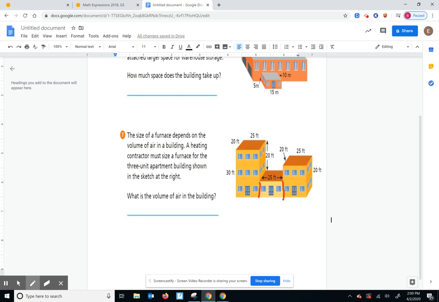So not only are we going to find one volume of a rectangular prism, not two volumes of a rectangular prism, but we are going to find three in this instance. And the numbers, again, are going to be quite large. Okay, so I will mark these building A, building B, and building C, just so we know what we are talking about right now.